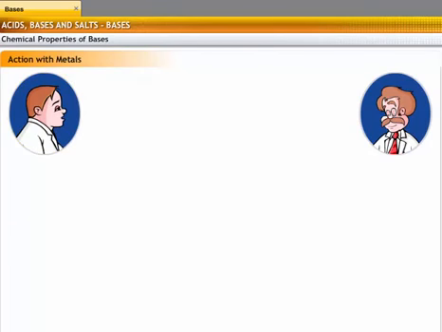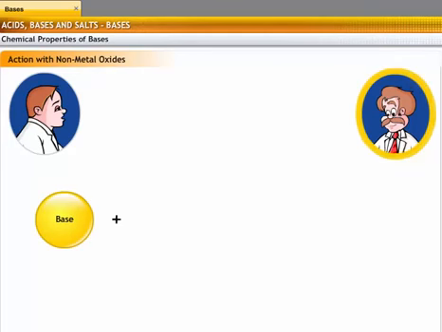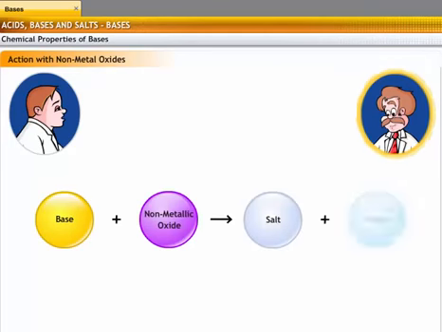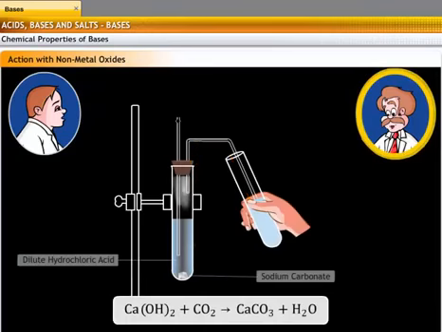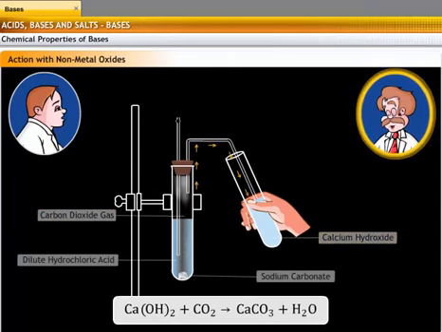What's next? Bases react with non-metallic oxides to form salt and water. This is very similar to a neutralization reaction between an acid and a base. From this, it can be concluded that non-metallic oxides are acidic in nature. Consider an example. When carbon dioxide gas is allowed to pass through calcium hydroxide, it results in the formation of calcium carbonate and water.